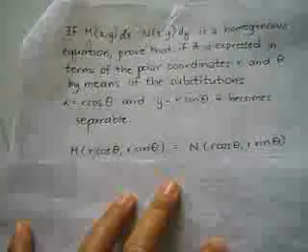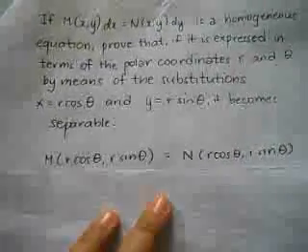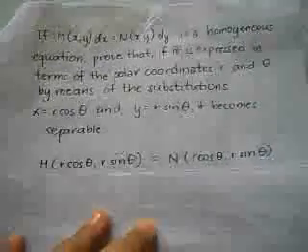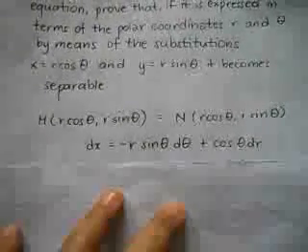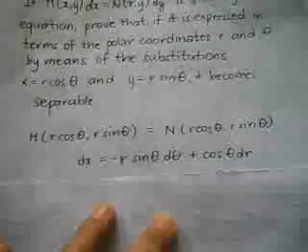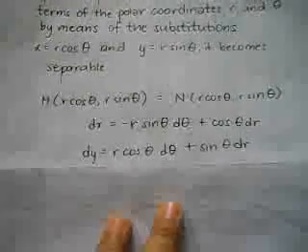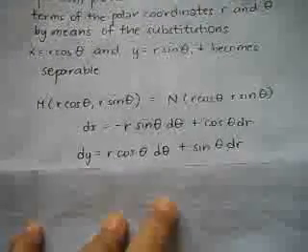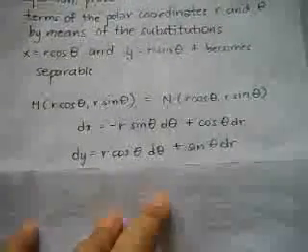After we substitute the values of x and y into the above equation, we get M(r cosine theta, r sine theta) dx equals N(r cosine theta, r sine theta) dy. And thus, if we differentiate x and y, we have dx equals negative r sine theta d theta plus cosine theta dr, and dy equals r cosine theta d theta plus sine theta dr. So we have applied the chain rule for differentiation here.